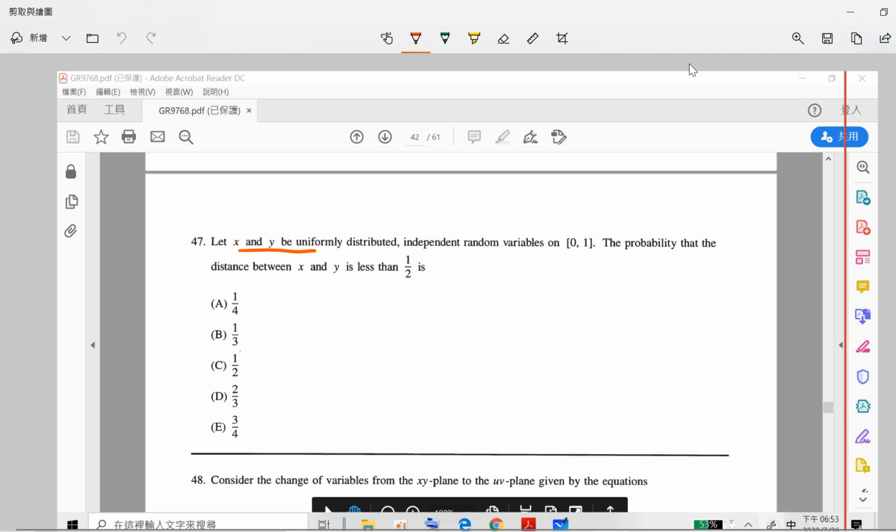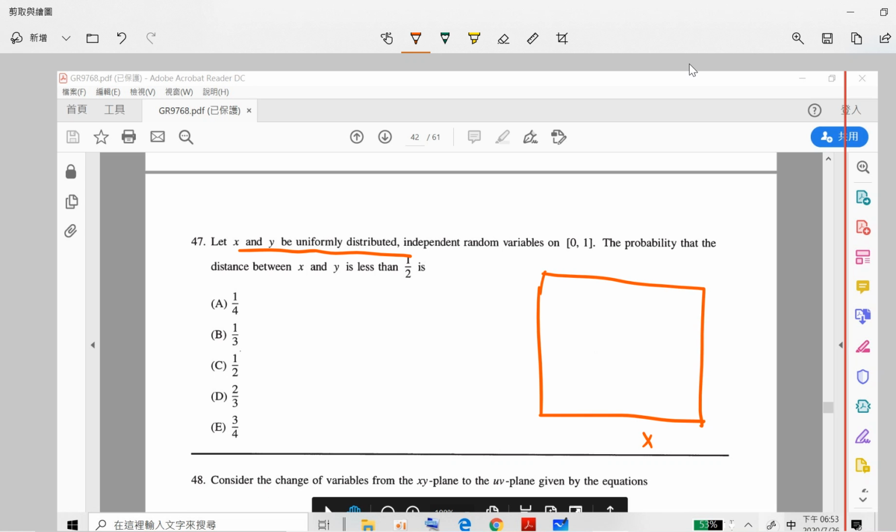So x and y are two random uniform distribution independent variables, and the probability that the distance between x and y is less than half. So basically, this is x. There is a square, right? This is x, this is y, and the probability between x and y is less than half. So you just ask about the area satisfying this property in this region, right?